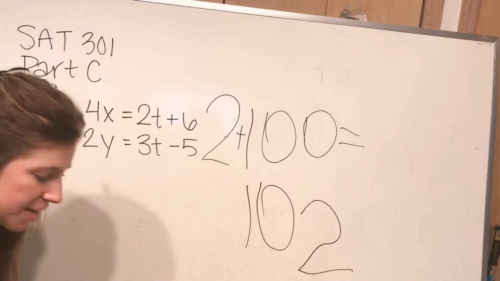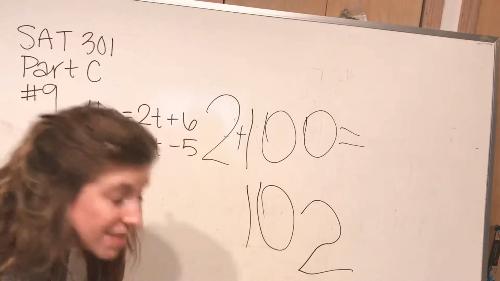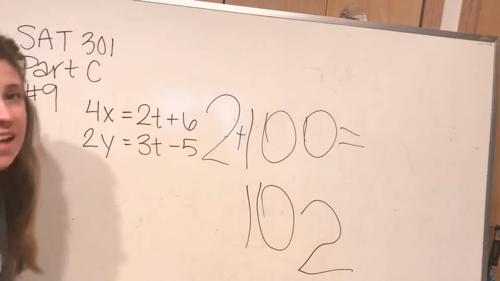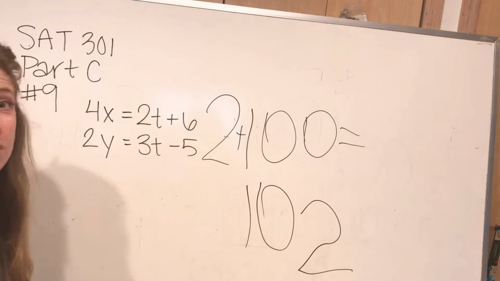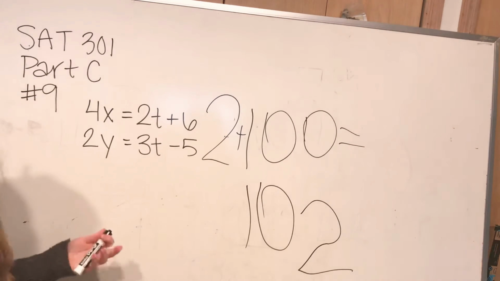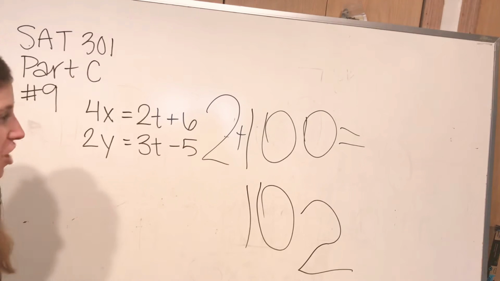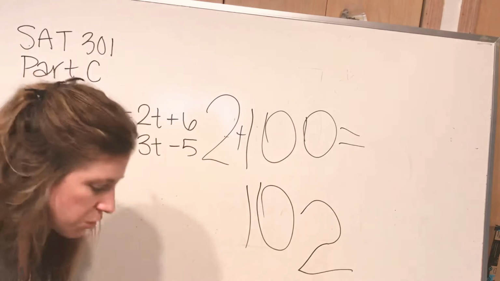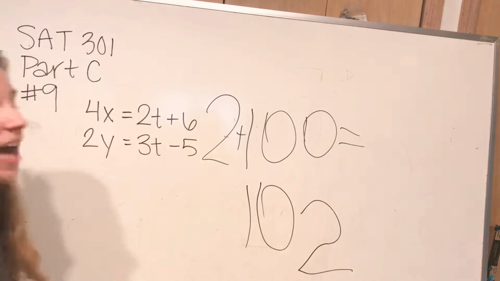Our next question comes from part C. It is number 9. In the equations above, T is a constant, and we run into that word constant all the time. Think about driving your car in cruise control. If you remain at a constant speed, you're at a value that never changes. So all it means to be a constant is your number. The value of 6 doesn't change. The value of 90 doesn't change. So T just represents an unknown number. Which of the following equations correctly relate X and Y?